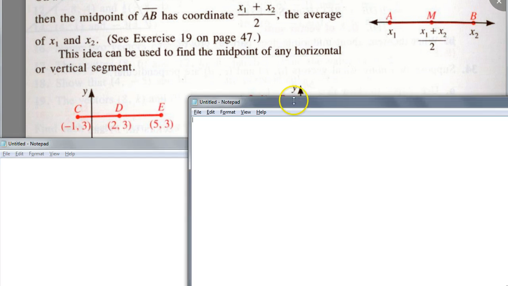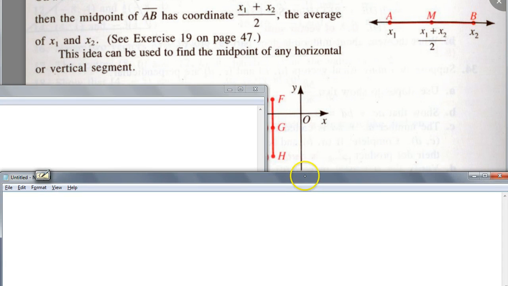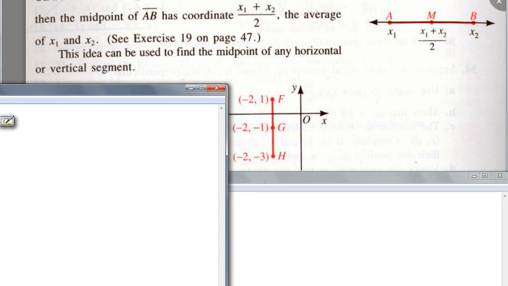The same thing will work for a vertical line, right? For example, if I have F, G, H, what do you know about all these 3 points that are vertical? They all have the same x coordinate, so all you have to do is look at their y coordinates and find the average. Notice they all have the same x coordinate, negative 2. And what is 1 plus negative 3 divided by 2? Negative 1. Do you see how we get that? For a vertical line and a horizontal line, that's pretty straightforward. But what about a line that is neither vertical nor horizontal? That's the interesting one. So let's look at that one.